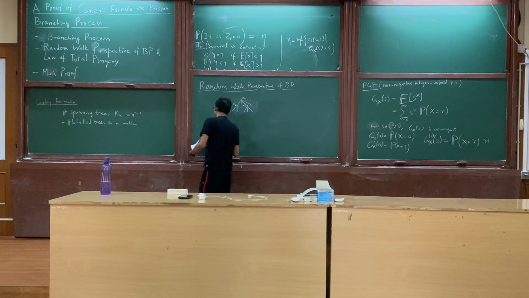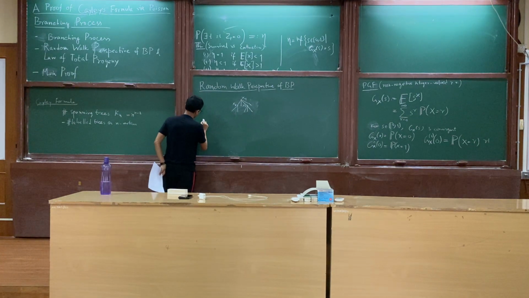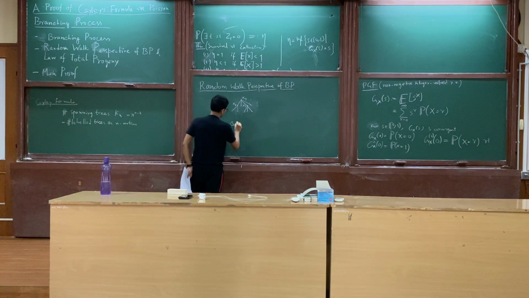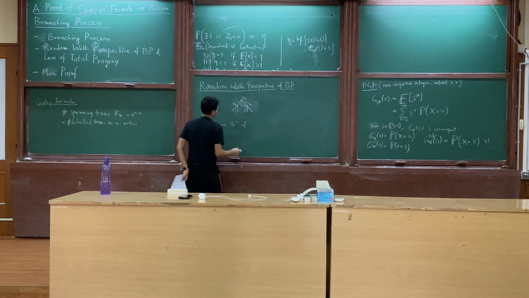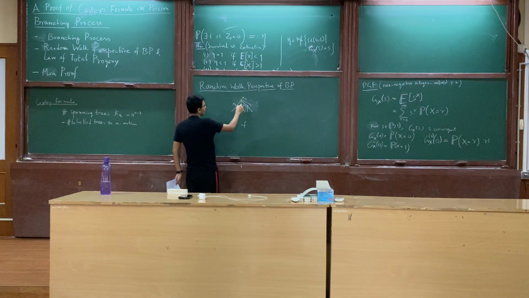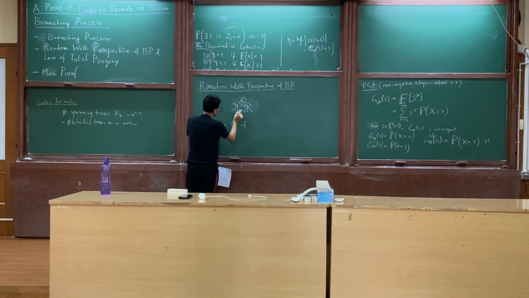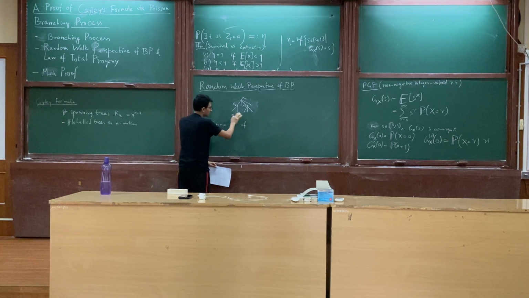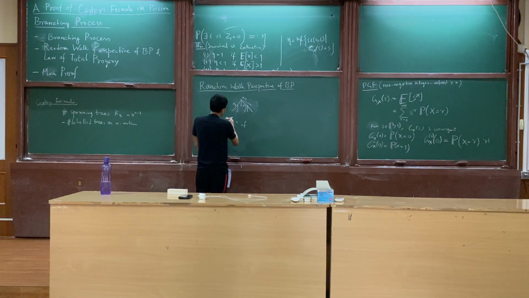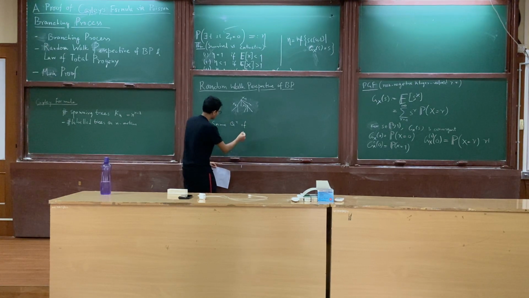So now we have the same question of extinction. That means when this gets extinct. Whenever one particle is generated, and if it gets extinct after that, before generating any particle, and this happens for all the leaves, then of course the population gets extinct.